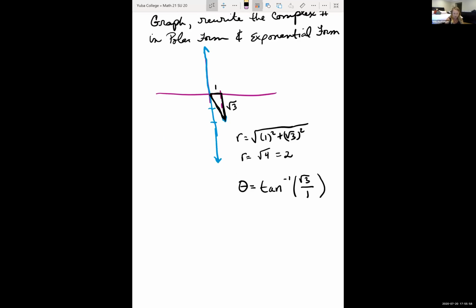I think to myself, because I'm in quadrant 4, I have to think about what quadrant I'm in. What value of tangent gives me positive √3 over 1 if I was in quadrant 1, just to get my reference angle? That's 60 degrees, but these have to be in terms of real numbers, so radians. 60 degrees is pi thirds. So our reference angle is pi thirds, but we're in quadrant 4. So here we have 2 pi minus pi thirds, and 2 pi minus pi thirds is 6 pi thirds minus pi thirds, 5 pi thirds. So theta has to be 5 pi thirds.